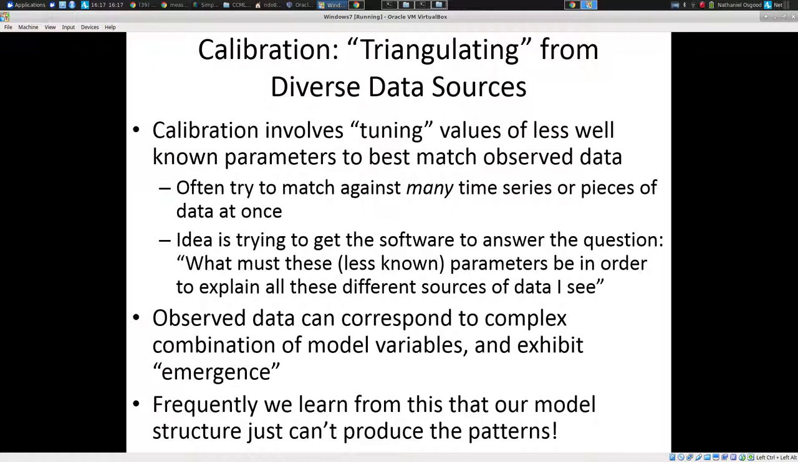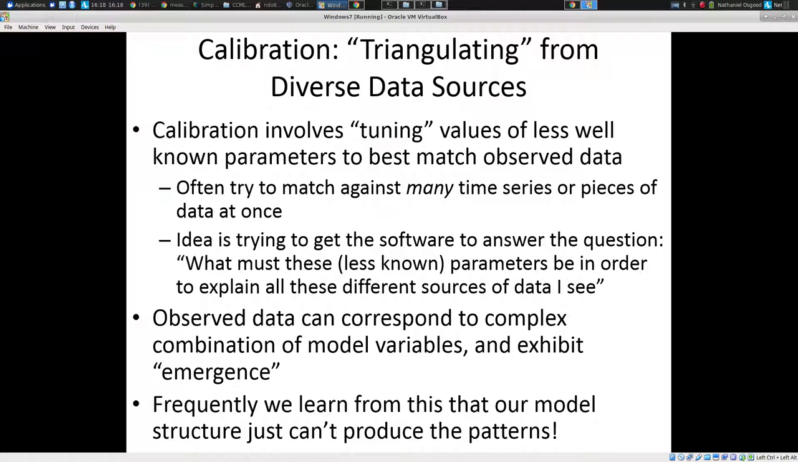And done properly, this is a learning process. It's a process by which you learn about the models. It's not just a process where you turn the crank and you find the parameter values that let you best match, and then you march onwards. You often learn about what the model can and cannot do. You learn about what things it's sensitive to. You learn what just won't cut it in terms of an explanation for the observed data, and what things you have to vary about your assumptions.